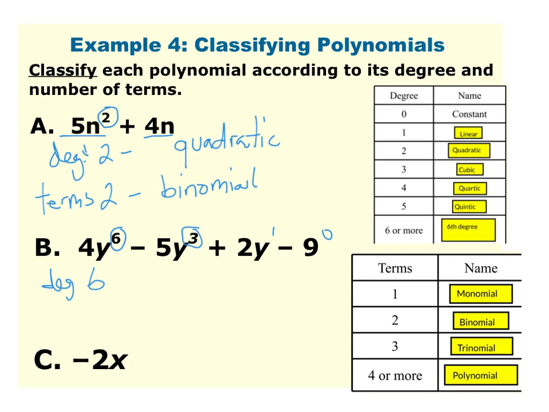That's, I know, a pretty odd one, right? We're going to just write down 6th degree. Cool. Then we're going to do the terms.